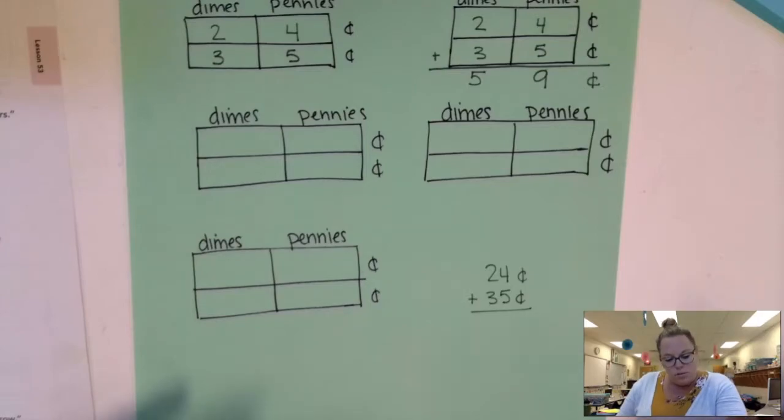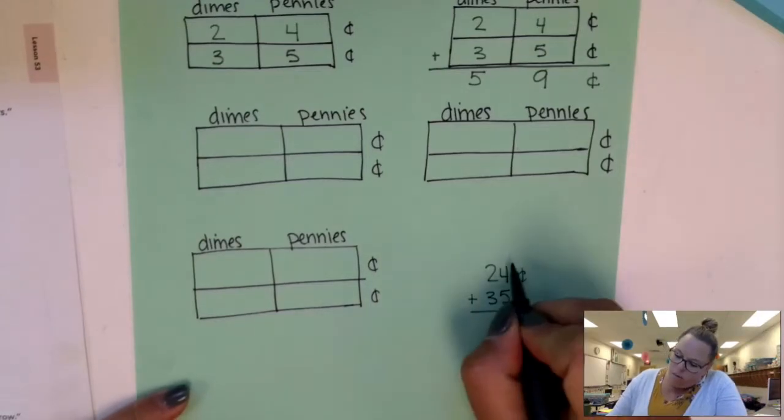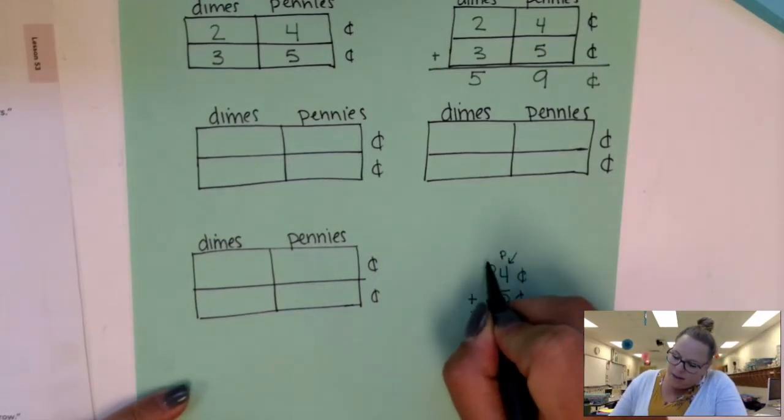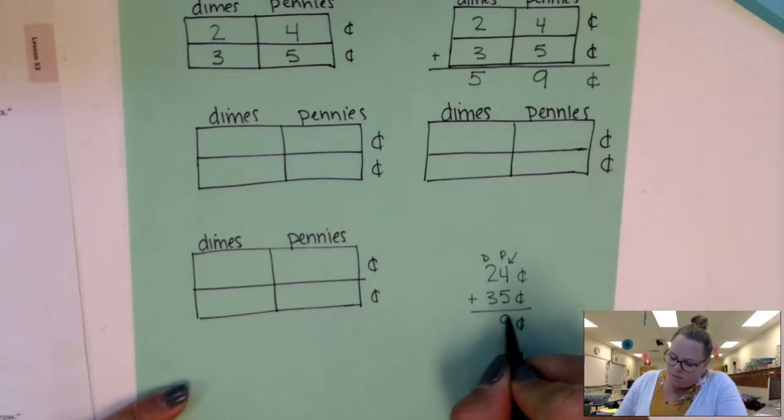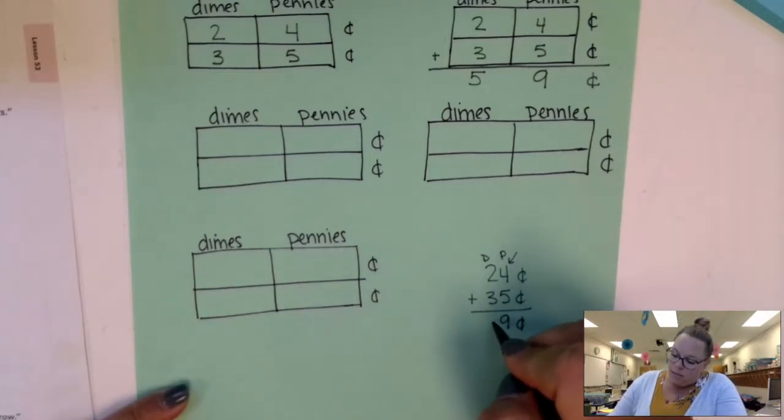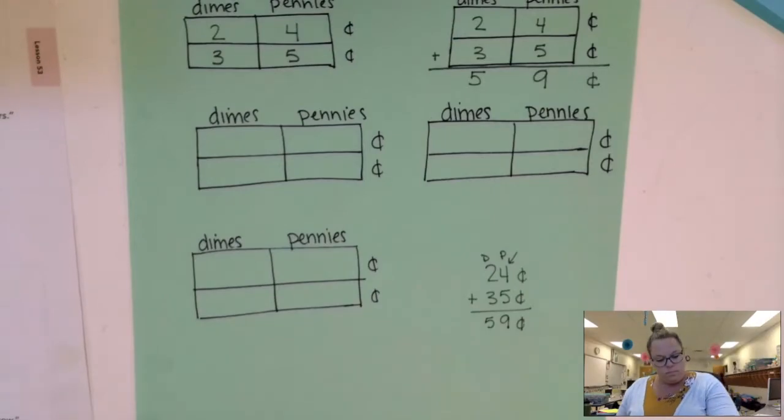Okay, you would also see it this way. Remember, we always start over here. This is the pennies, this is the dimes, and we add our way down. Okay?